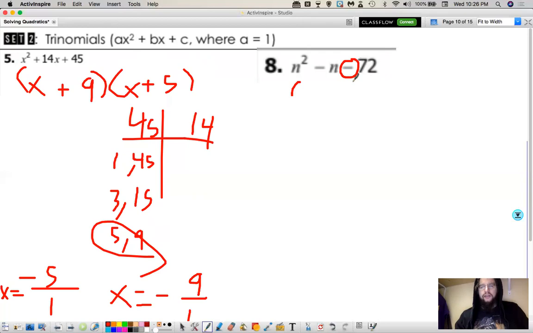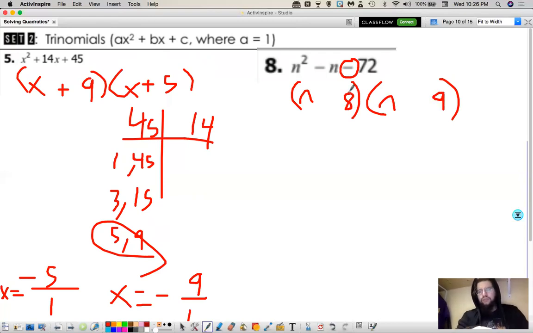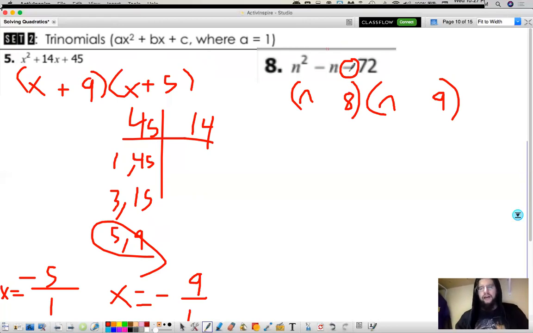So I can do this in my head really fast. If you can, great. If you can't, use AC method. I know I need 9 and 8 because they're 1 apart. Now it's negative, so one's positive, one's negative. The bigger one has to be this sign, negative. Factored.